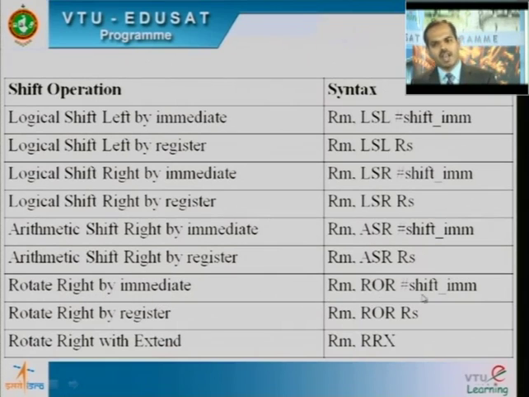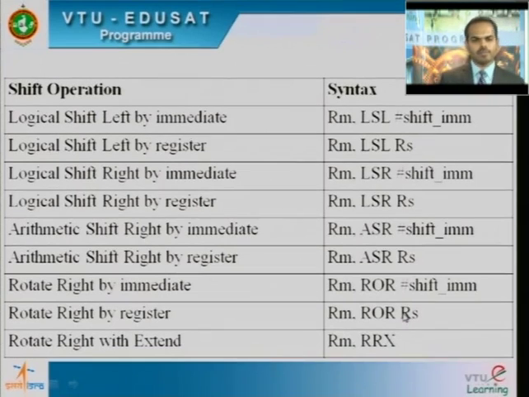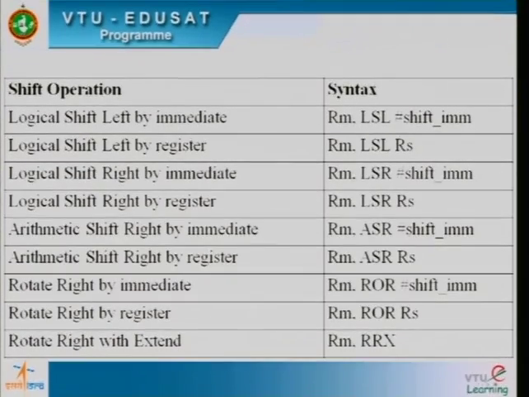Rotate right by immediate value, Rm, ROR #immediate value. Rotate right by a register value, Rm, ROR, Rs. Rs is a register which has some value, and by that value the content of Rm is rotated right. There is no rotate left because rotate right is complementary to rotate left. If you have an 8-bit number and want to rotate right by 3 positions, you can rotate left by 5 positions. It will yield the same value.